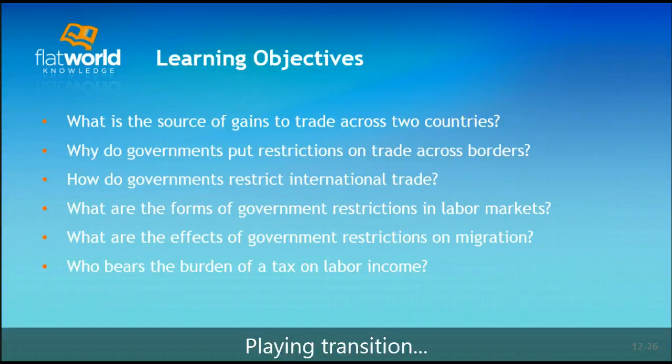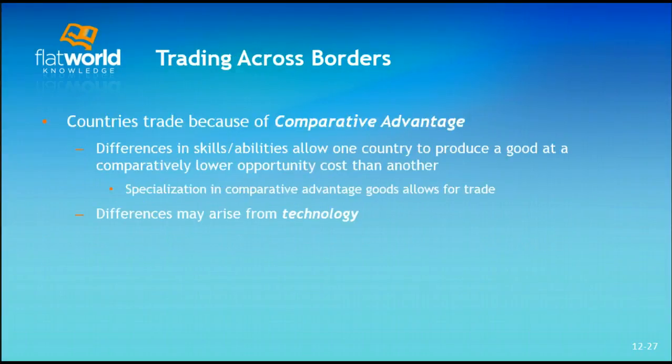Let's first look at trading. If you recall, countries trade because of a thing called comparative advantage. This means that when two different parties, in our case we're talking international trade right now, so two different countries, they will have a different set of skills and abilities. They will be good at different kinds of things. And because of that, each country can specialize in the good or service that it can produce at a comparatively lower opportunity cost than the other country.